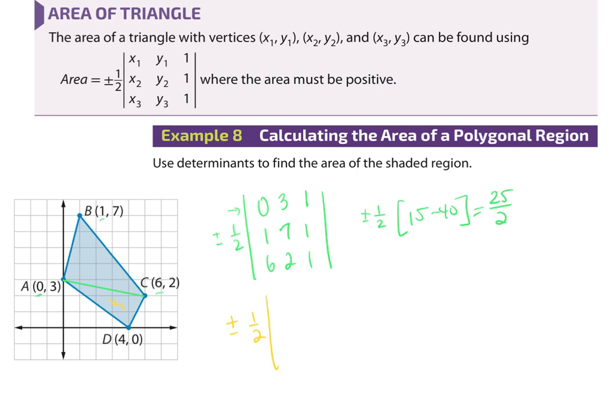And we're going to do those coordinates. So I have 0, 3. I have 4, 0. And I have 6, 2 for that one. And I'm going to do the same thing there. Positive or negative 1/2 times those determinants. And I think they used the middle one. But you end up with 6 plus 8, which is positive. So we're going to multiply that by positive 1/2, which gives us 7.